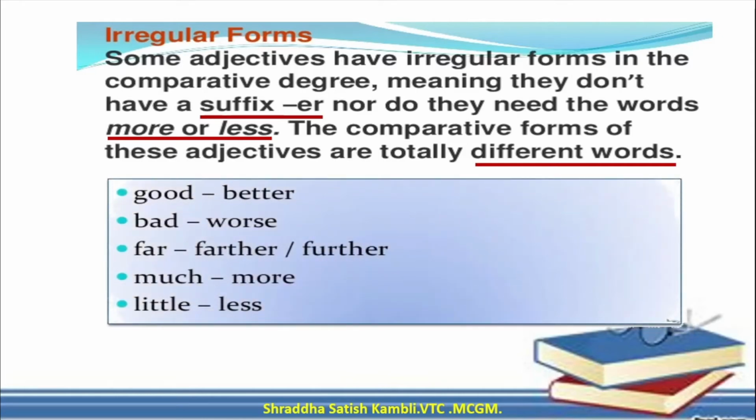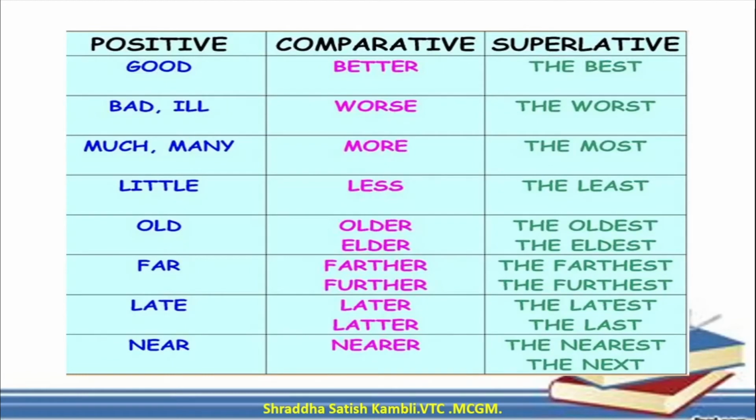So see, good becomes better and best, bad becomes worse and worst, far becomes farther and farthest, or further and furthest, much becomes more and most, and little becomes less, and then finally least. So you can see how it is totally changing. The word itself is changing. That is why these are called irregular forms of adjectives. Okay, so these are some irregular adjectives.